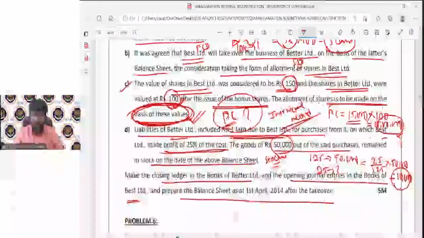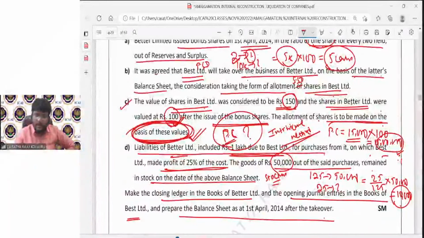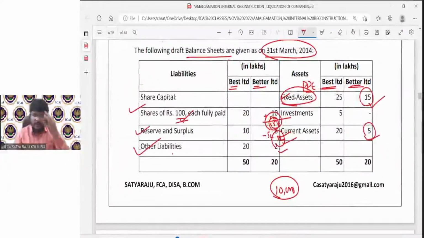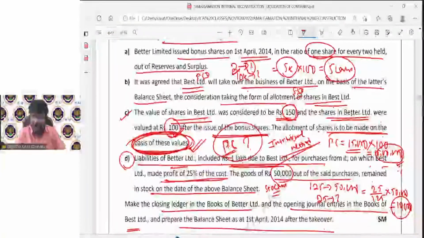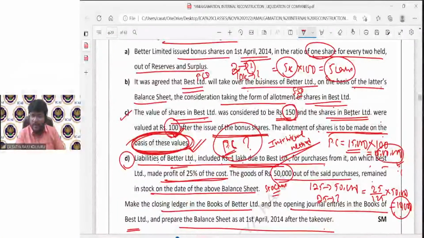Guys, apart from this, if you observe in point number D, intercompany owings are there. Liabilities of Better Limited included 1 lakh due to the Best Limited. Now, under which liabilities are these? It is under other liabilities only. Then what is the entry you need to record, sir? One is under other liabilities and another one is current assets. It is clearly given that liabilities of Better Limited include 1 lakh due to the Best Limited.